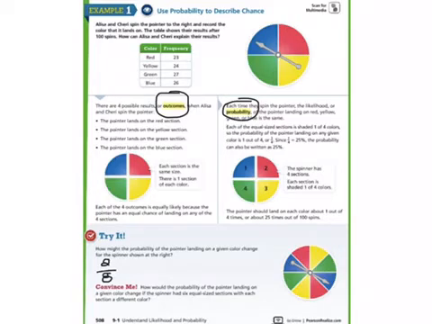And because 2 out of 8 is the same as the fraction 1 out of 4, you still have a 25% chance that any of those 4 colors will show up.